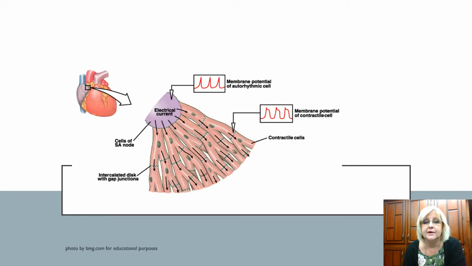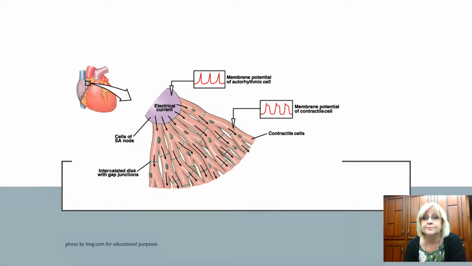And you can compare what those two potentials look like. The top one is the membrane potential of the autorhythmic cell, and the one further to the right is the membrane potential of the contractile cell.